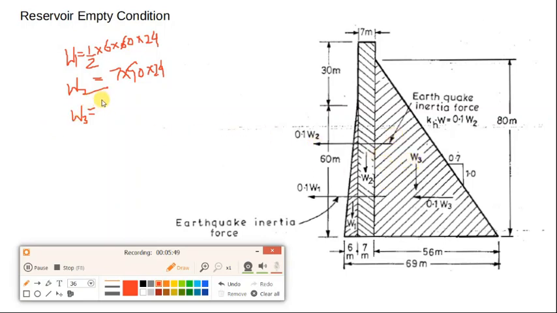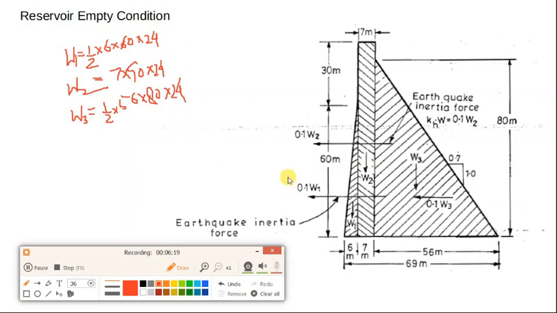In order to calculate W3, half into 56 into 80 into 24. Okay, so this is how we can calculate the dead load, the self weight of this dam.